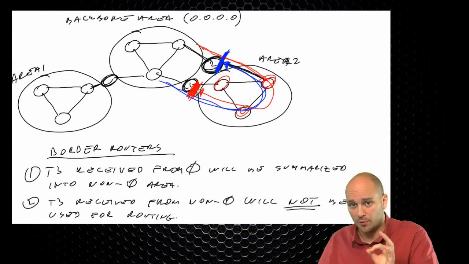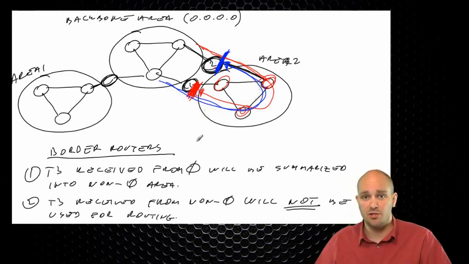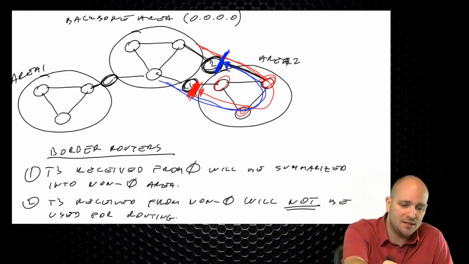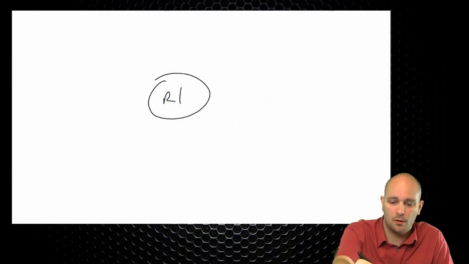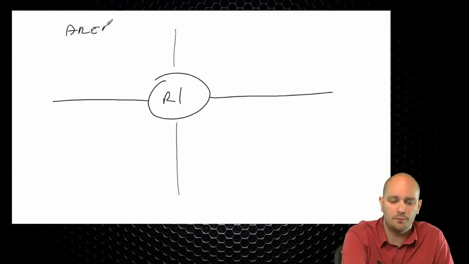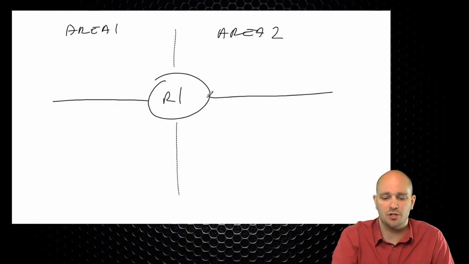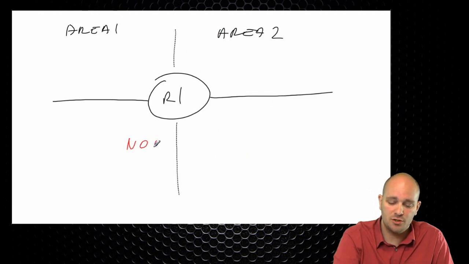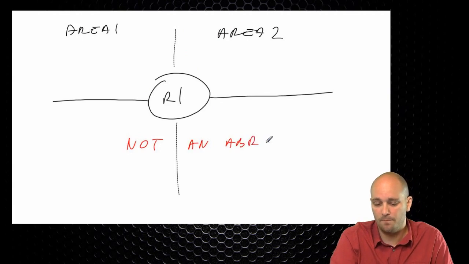This is very, very important because there will be situations that some router appears to be an ABR, but it actually is not an ABR. So let me give you that example. So let's say that we have a router, R1, that sits between two areas. The number of interfaces or neighborship in these areas is relevant. So let's say that this is area 1 and this is area 2. If you have this situation, this router in iOS is not an ABR.